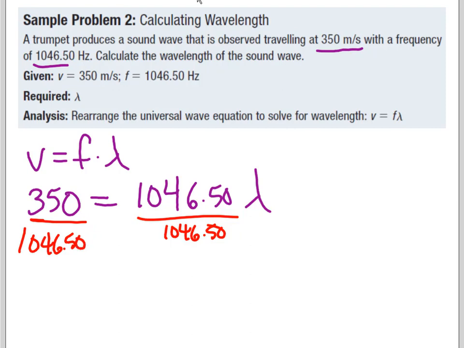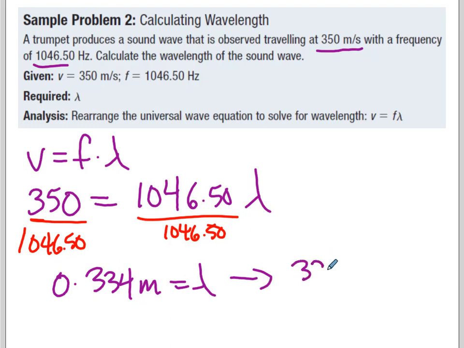So let's say 350 divided by 1046.5, and I get 0.334 meters is the wavelength, which is the same as 33.4 centimeters. Just slightly larger than a ruler, your standard classroom ruler. That would be the full cycle from here to here of that wave.